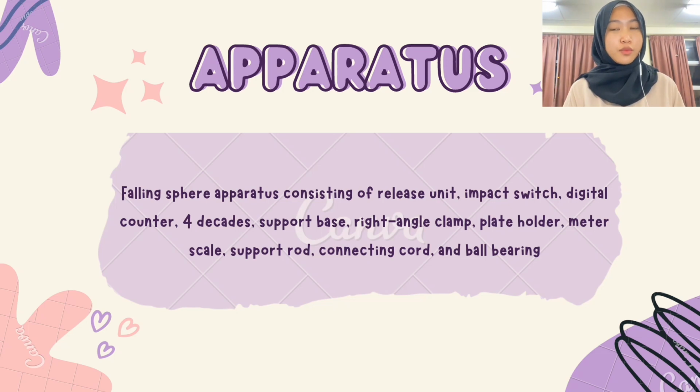For the apparatus, we are using a falling sphere apparatus consisting of a release unit, impact switch, digital counter with 4 decades, support base, right angle clamp, plate holder, meter scale, support rod, connecting cord and ball bearing.